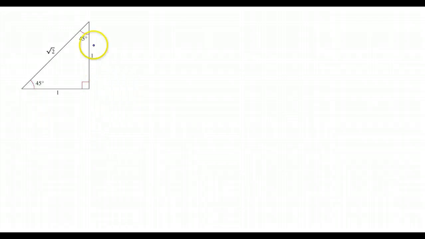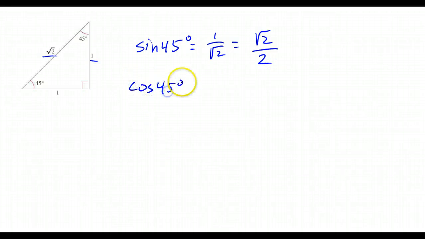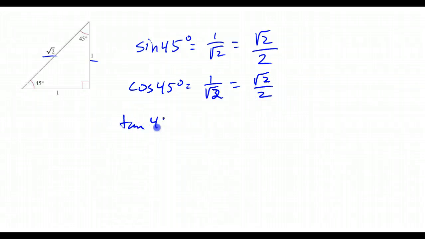Okay, how about this triangle? This is a 45, 45, 90 isosceles right triangle. So the sine of theta, or actually we know what theta is. Theta is 45, right? So the sine of 45 is 1 over root 2. That's the opposite over the hypotenuse. And we usually rationalize that denominator and call it root 2 over 2. The cosine of 45 is the same thing. The tangent of 45 is opposite over adjacent, which is 1.